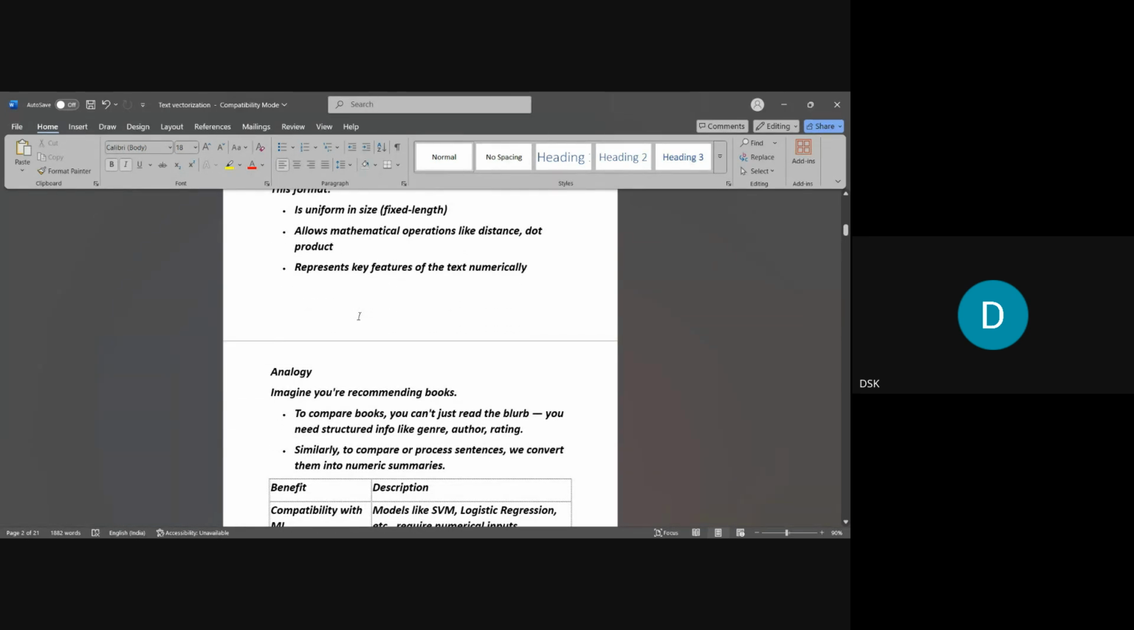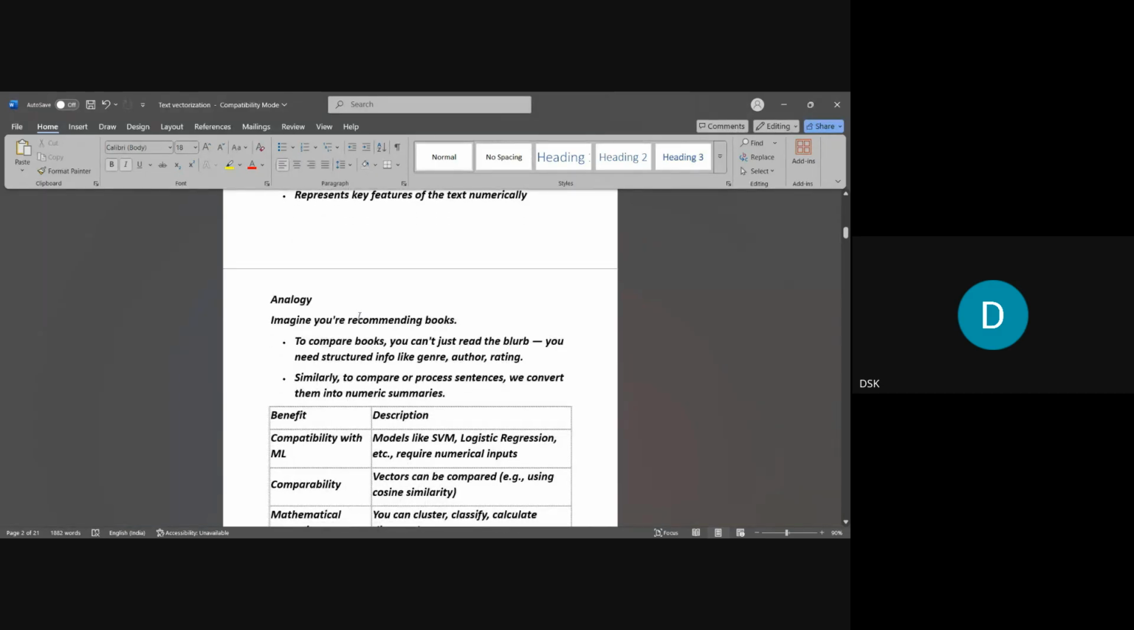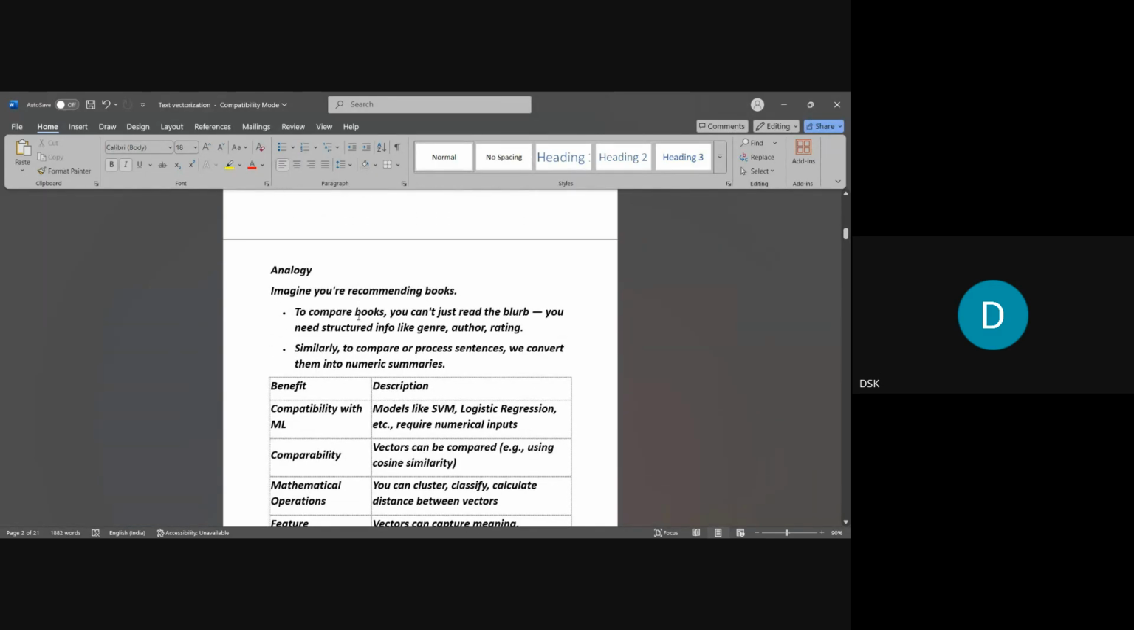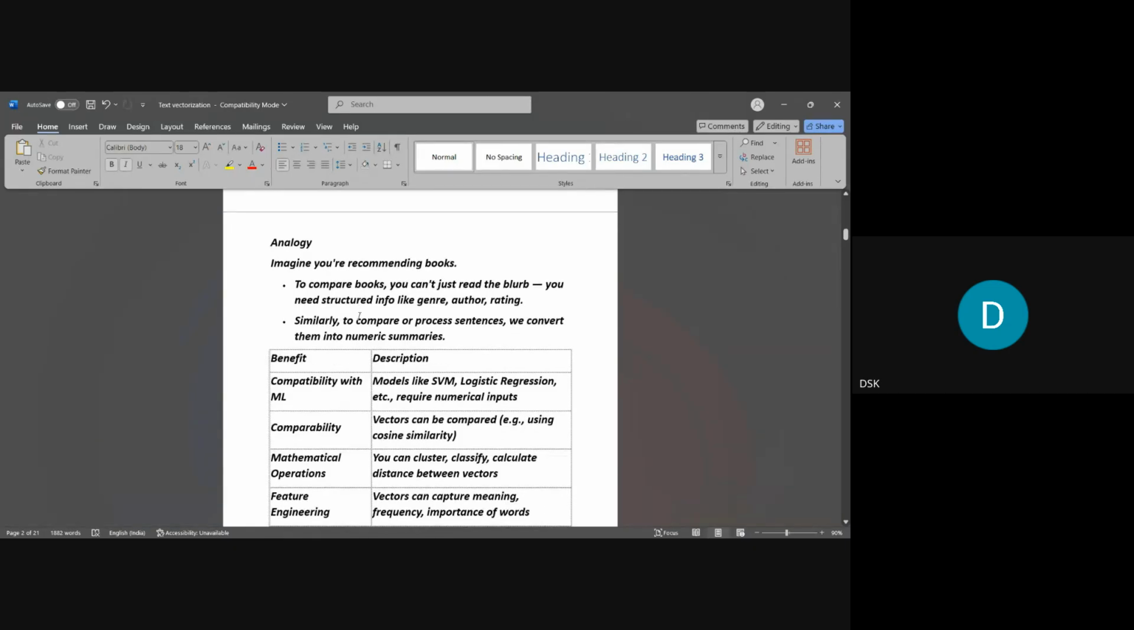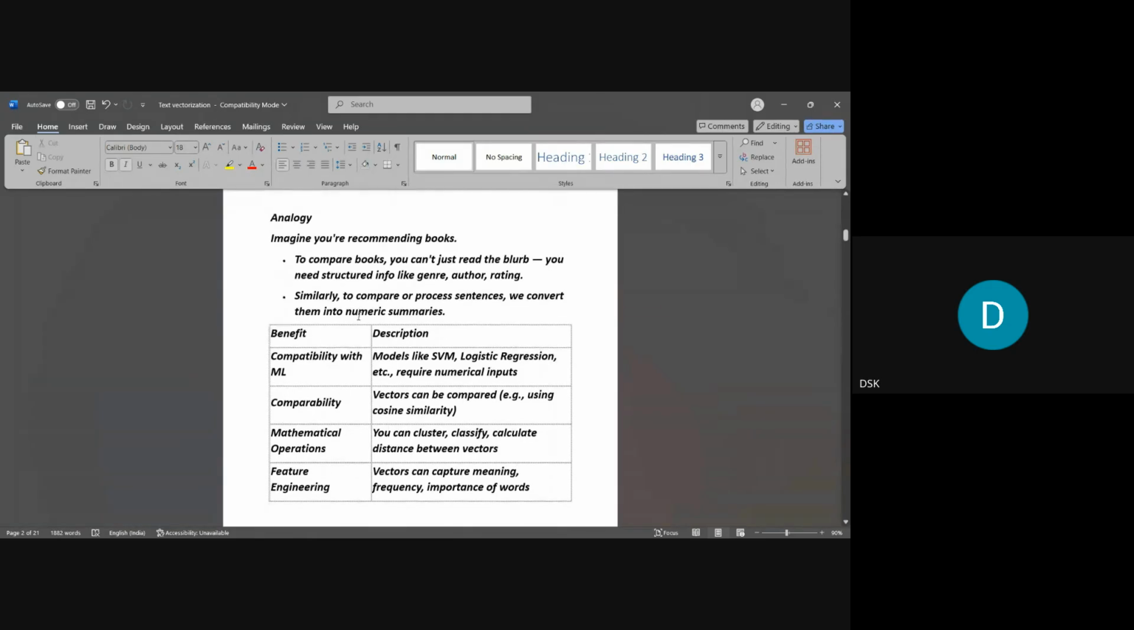So imagine you are recommending books. To compare books, you can't just read the blurb. You need structured info like genre, author, and rating. Similarly, to compare or process sentences, we need to convert them into numeric summaries.